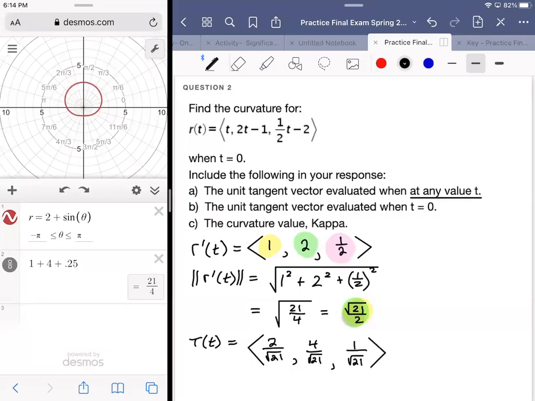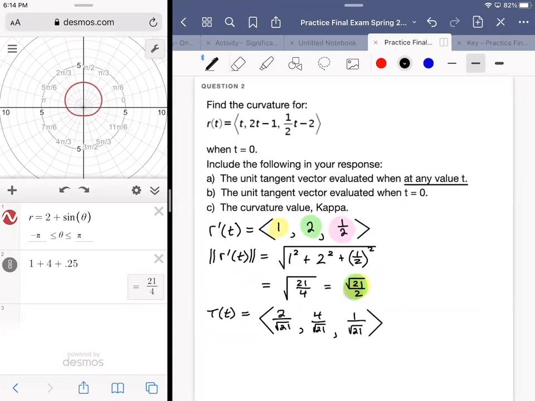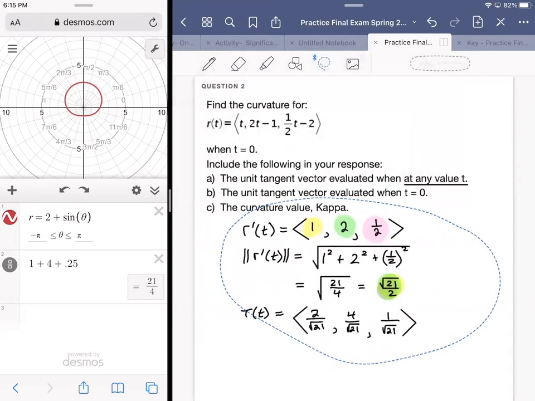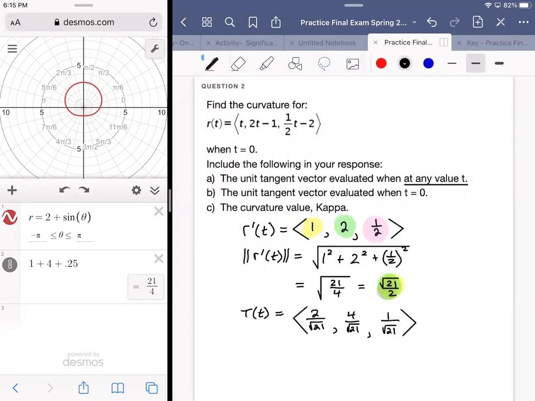All right. So that's part A. All that for a drop of blood. So when you think about it, compared to some of the other unit tangent vector problems, but really more so the curvature problems, that's not bad. It's not terrible. Part B says evaluate it when t is equal to 0. Well, there's no t in my unit tangent vector, so it's going to be the same thing. There's no change there.